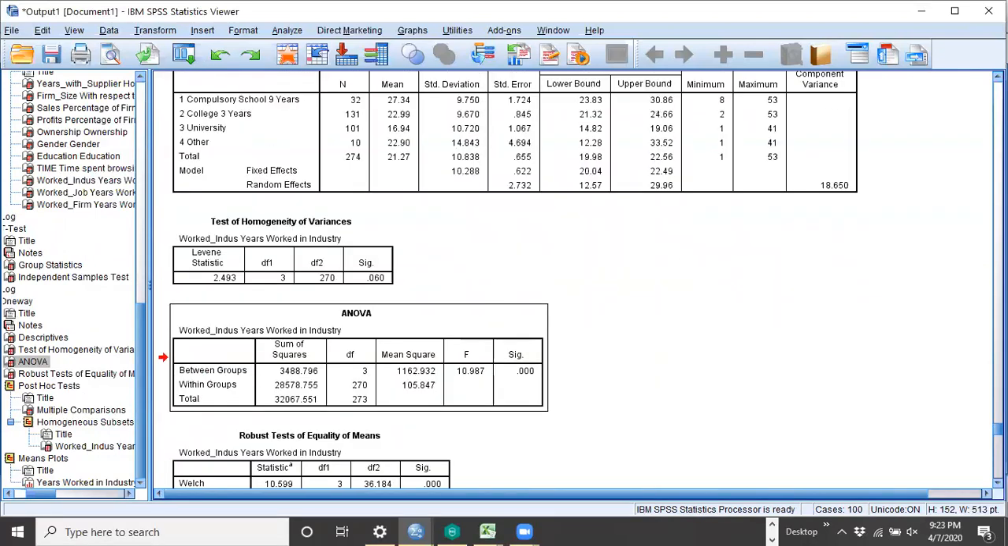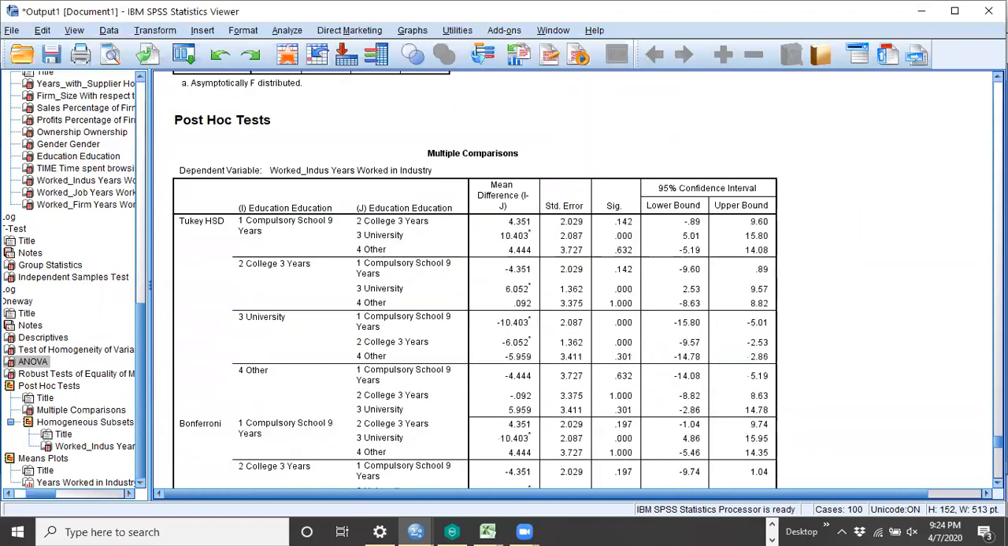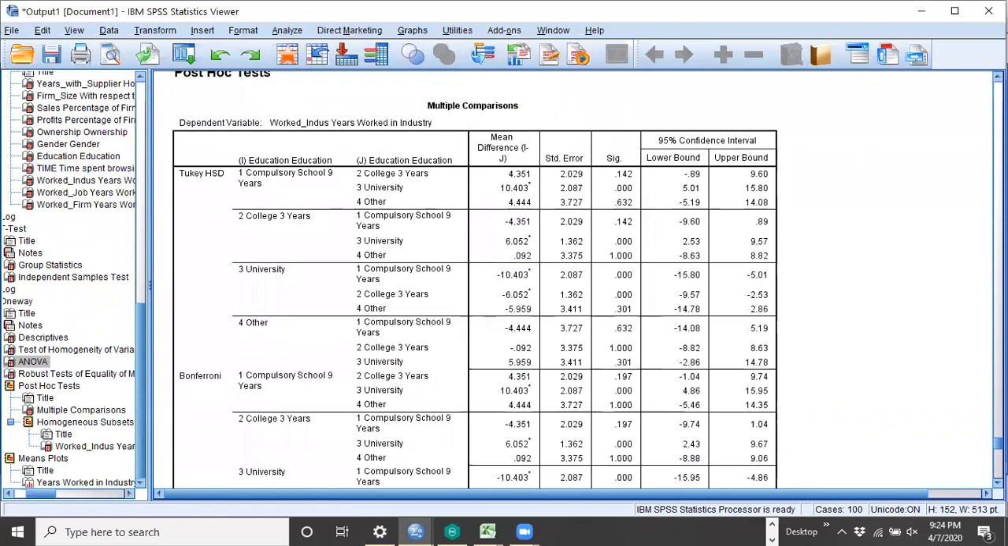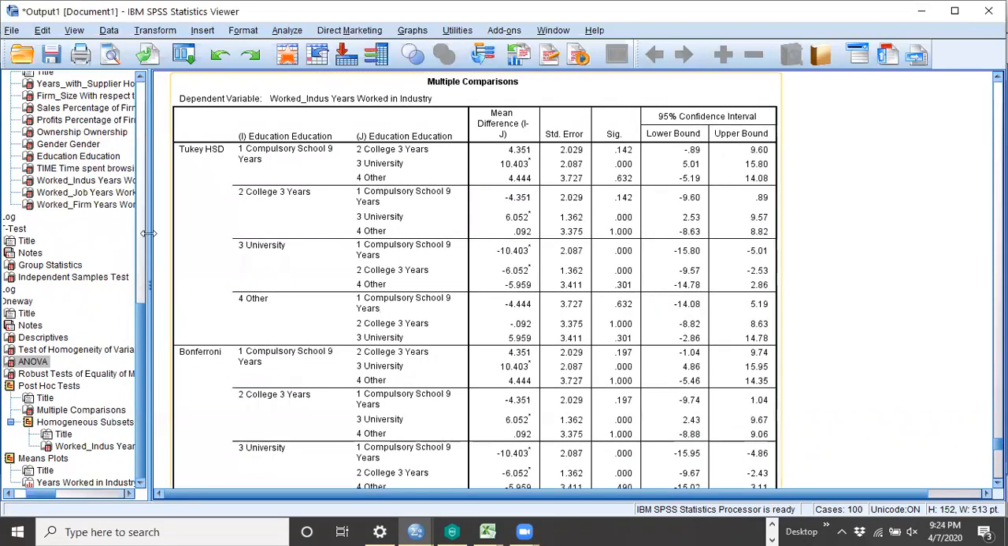So since we failed to reject the null on Levene's test, meaning equality of variance can be assumed, we read the omnibus test of ANOVA, which helped us to determine that there is a difference. So we rejected the null. And now we want to do a post hoc test where we find out where the difference is. Okay, where is the difference in years worked in industry? So let's pick, maybe you could look at Tukey or Bonferroni.